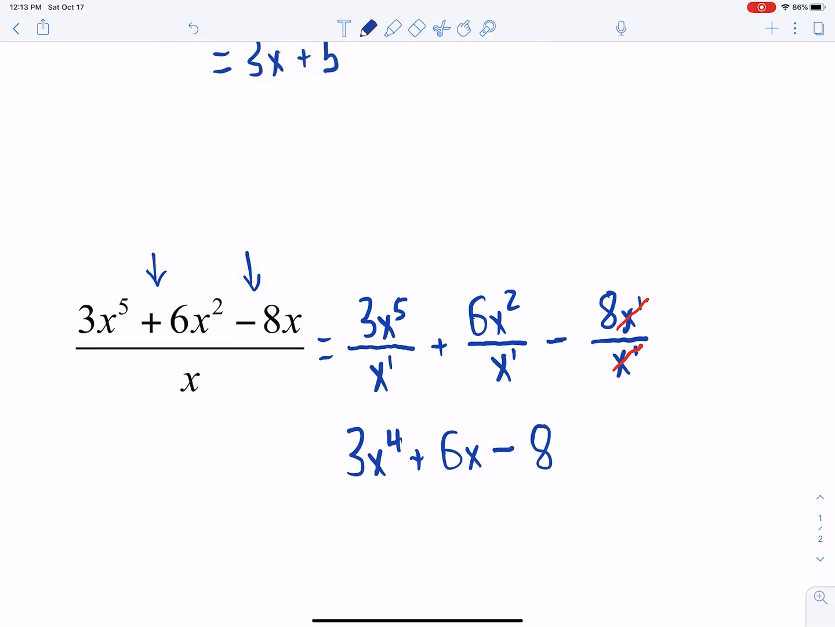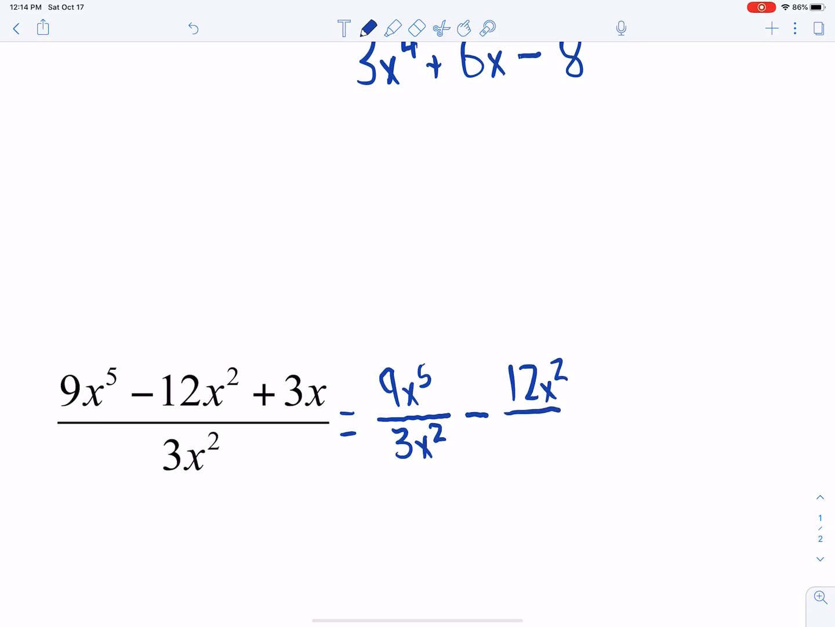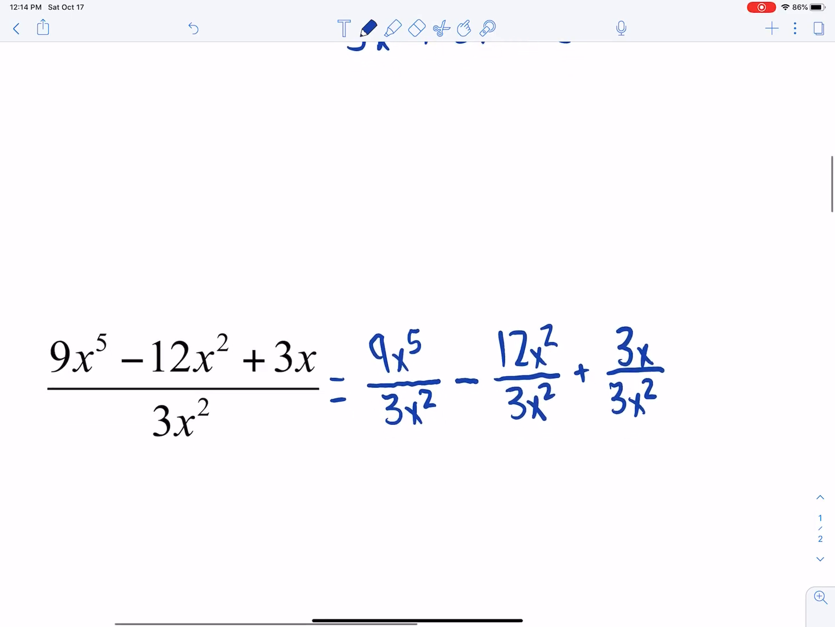And that's it. So these problems aren't maybe as bad as they look at first. It's just about taking the big problem and breaking it down into multiple smaller problems. Let's try a few more. Here we have 9x to the fifth minus 12x squared plus 3x divided by 3x squared. So here we're going to have our first term, 9x to the fifth divided by 3x squared, minus our next term, 12x squared over 3x squared, plus our last term, 3x over 3x squared. So we took that big problem and broke it down into three smaller problems.